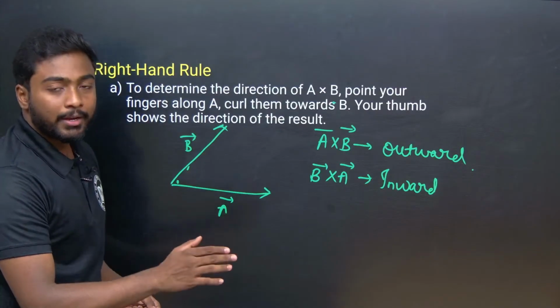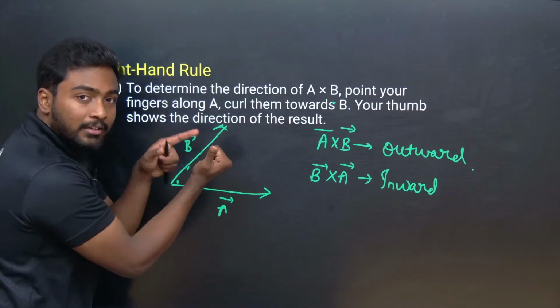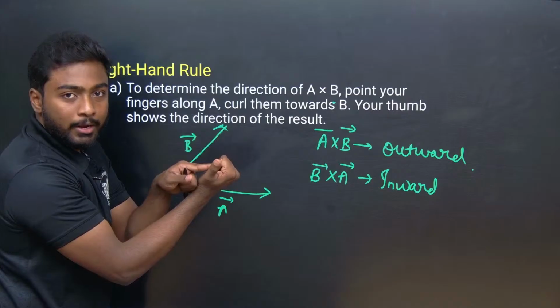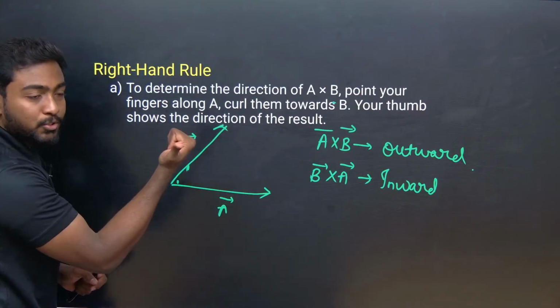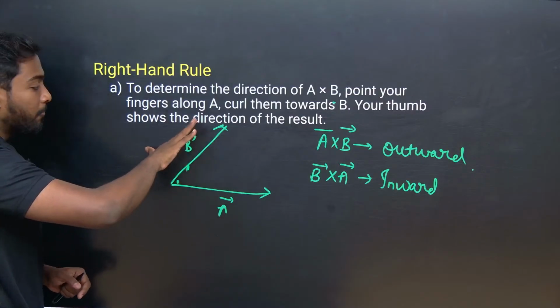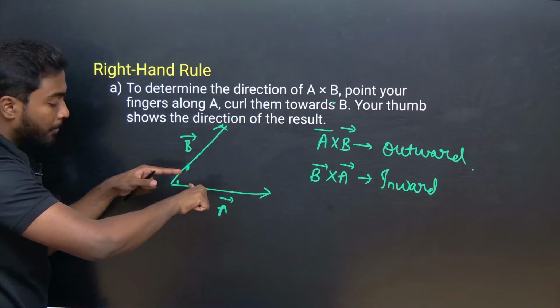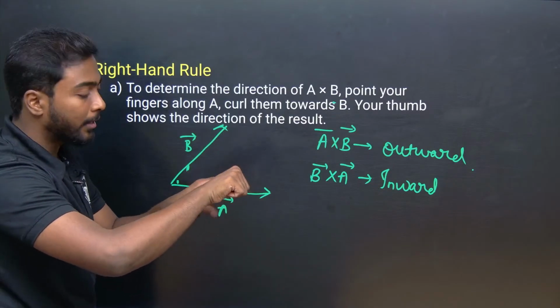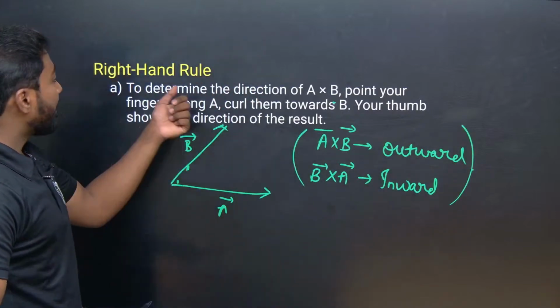So listen carefully: whenever you are using a cross product, or a vector product, take the first vector, curl towards the second vector, and your thumb gives the direction of the resultant vector. So A vector towards B, my thumb shows the direction of the resultant vector, that is outward. When I take the first vector as B and curl towards the second vector, that is A, my thumb shows the direction of the resultant vector, that is inward. Understood? This is how you will use the right hand rule here.